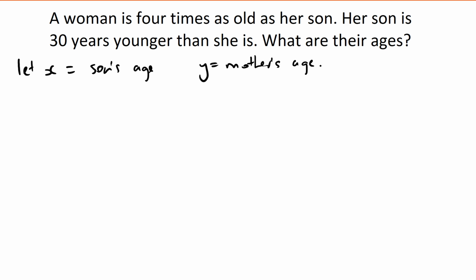So if x is the son's age, y is the mother's age, a woman is 4 times as old as her son. Does that form an equation? How does it form an equation? Y is equal to 4x. The son's age times by 4 is the mother's age, isn't it?